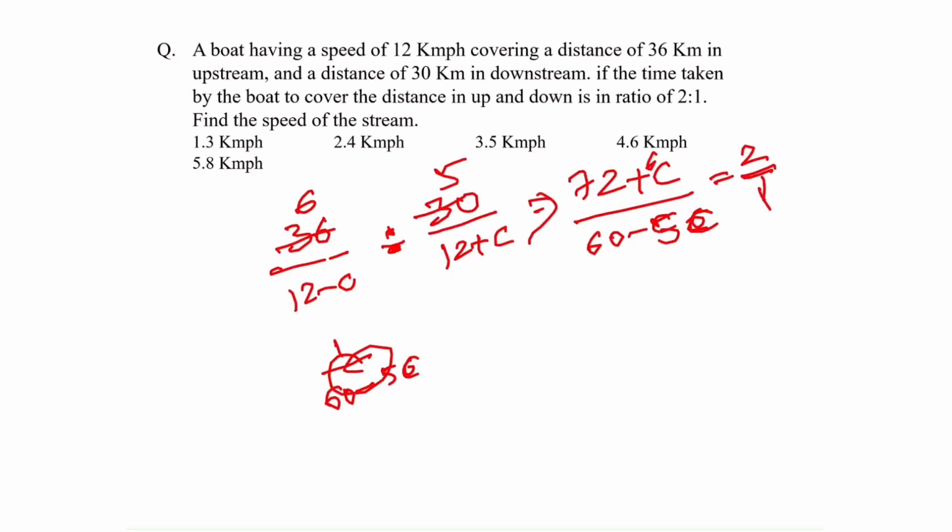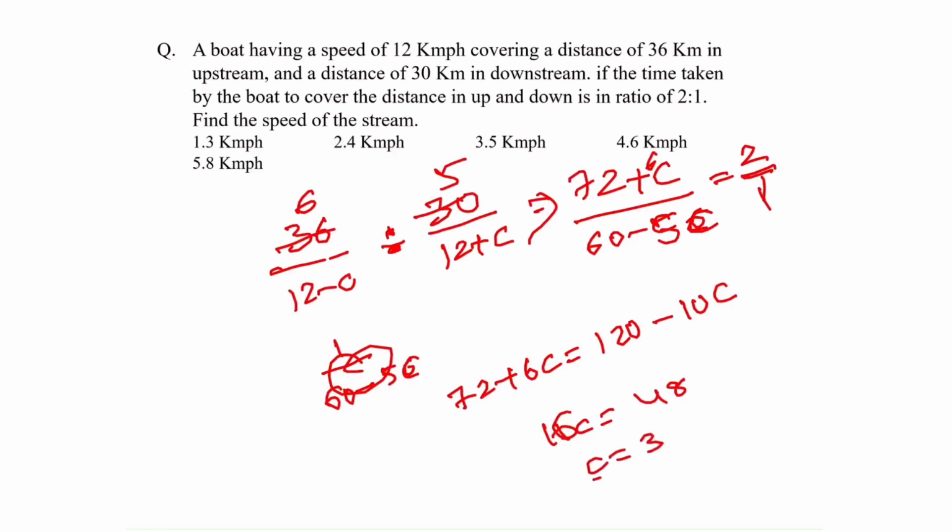Again cross multiply: 72 plus 6C is equal to 120 minus 10C. So 16C is equal to 48. Therefore C is equal to 3 km/h. The first option is the correct answer.